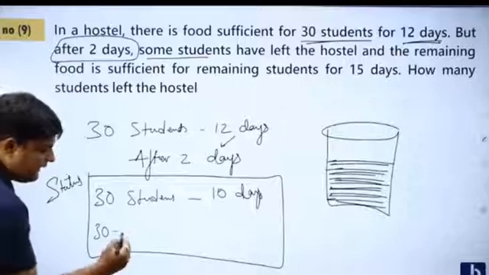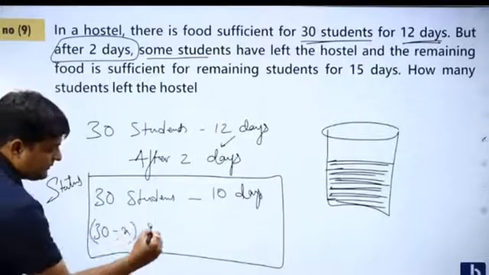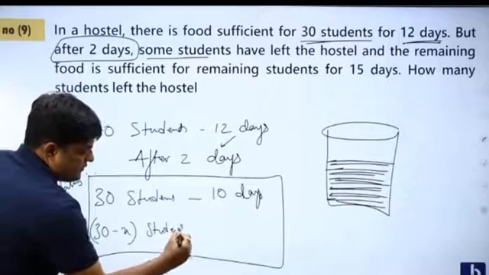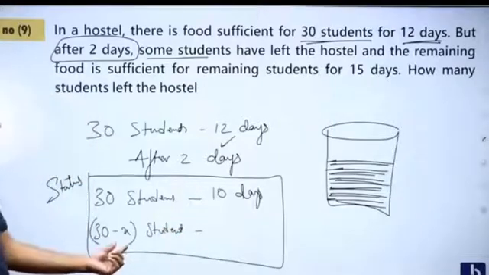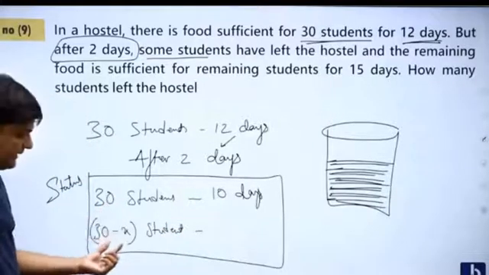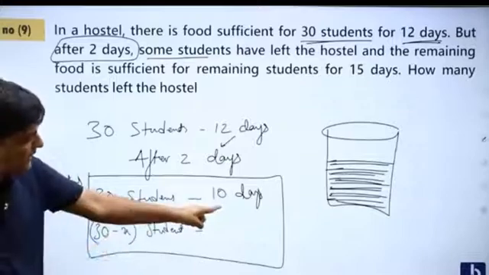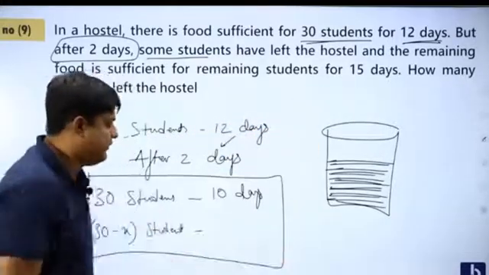There are 30 minus x. When x students have left the hostel, there are no more than 30 minus x. Because of that, the food is not for 10 days. Food is for how many days? It is lasting for 15 days.